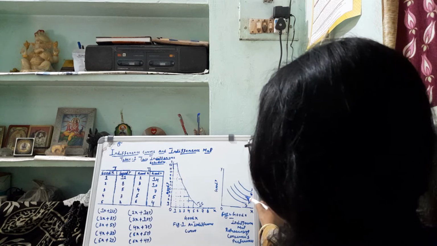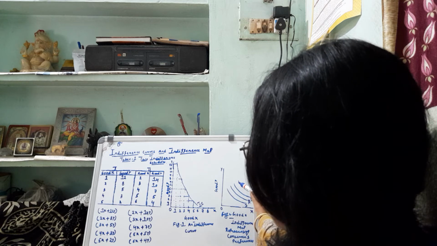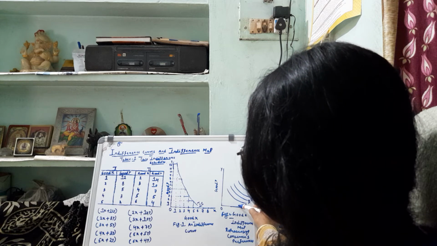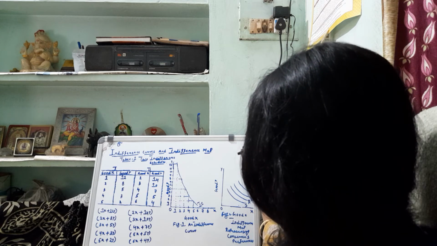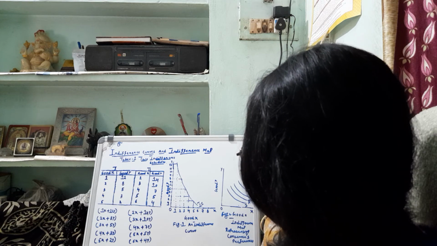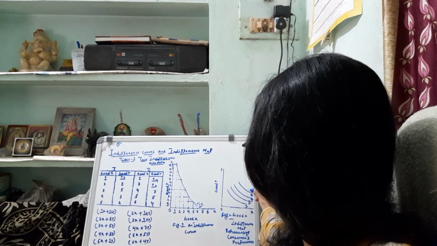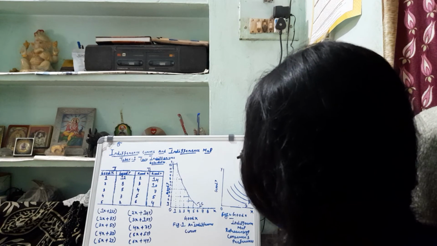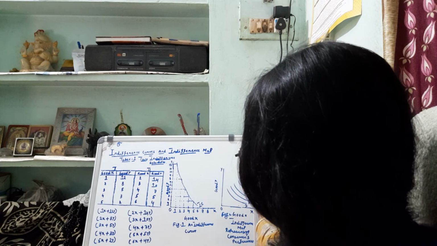Indifference curve 2 gives higher satisfaction than indifference curve 1. Similarly, the third, fourth and fifth give higher satisfaction to the consumer. This is the indifference map.